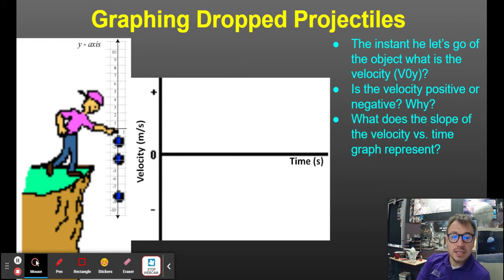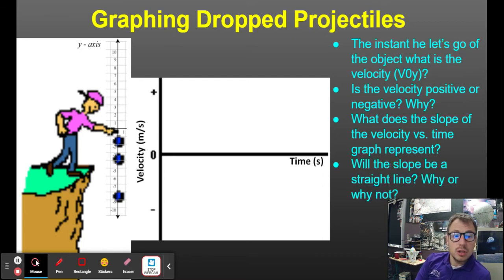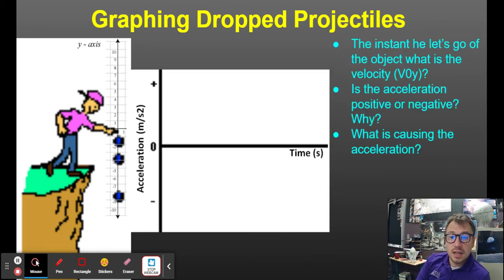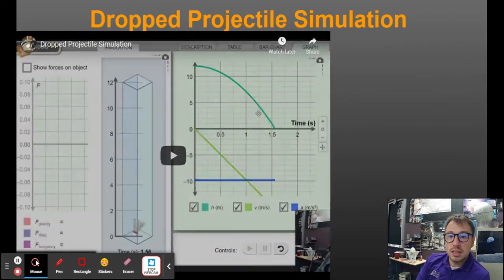Now, the slope of a velocity versus time graph represents the acceleration. So the slope is going to be a straight line, because it's a constant acceleration of negative 10 meters per second squared. This is what my graph is going to look like because it starts at 0. Notice that it gets faster as it goes down, but the slope is constant, because the slope of that line is the acceleration. And if I graph acceleration versus time, it's going to look like this.